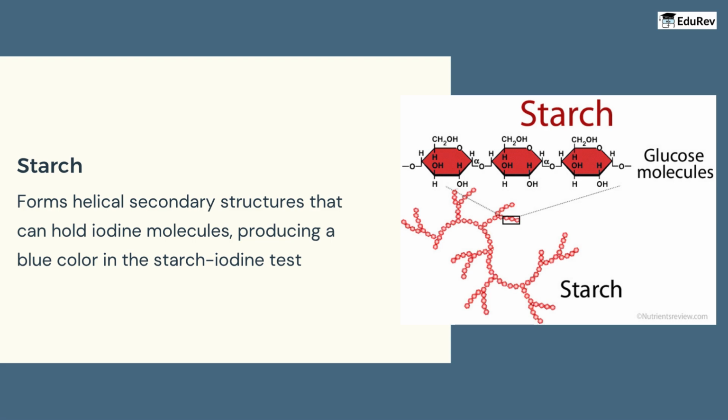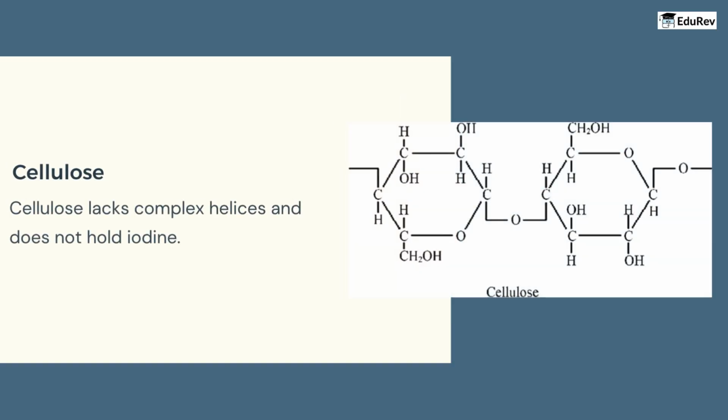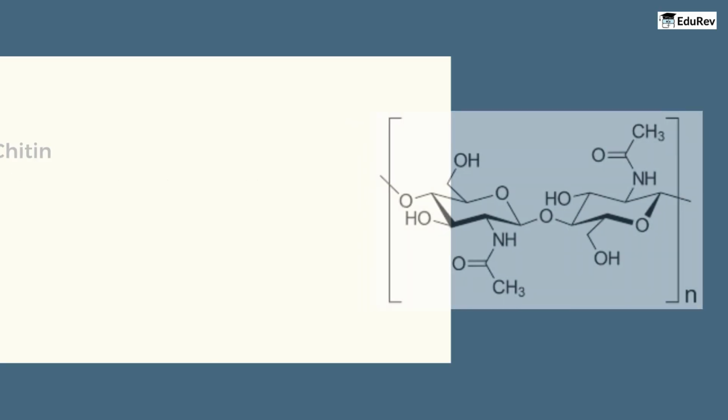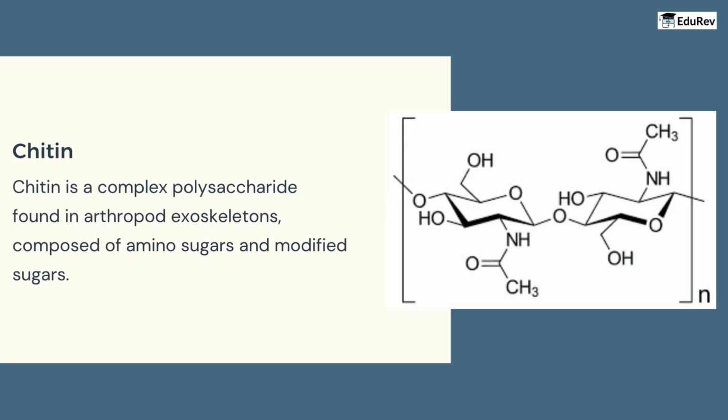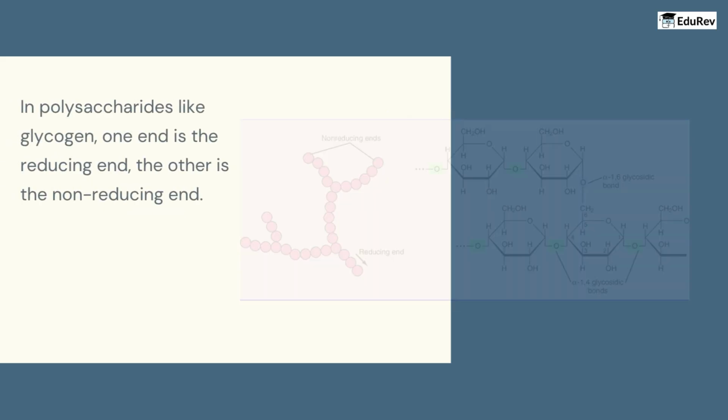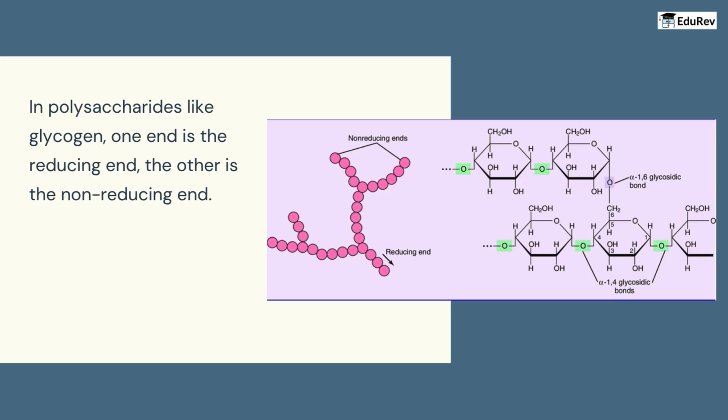Starch forms helical secondary structures that hold iodine, giving a blue color in the starch-iodine test. Cellulose lacks complex helices and does not hold iodine. Chitin is a complex polysaccharide found in arthropod exoskeletons, composed of amino sugars and modified sugars. In polysaccharides like glycogen, one end is the reducing end, the other is the non-reducing end. Glycogen has branches, creating a tree-like structure.